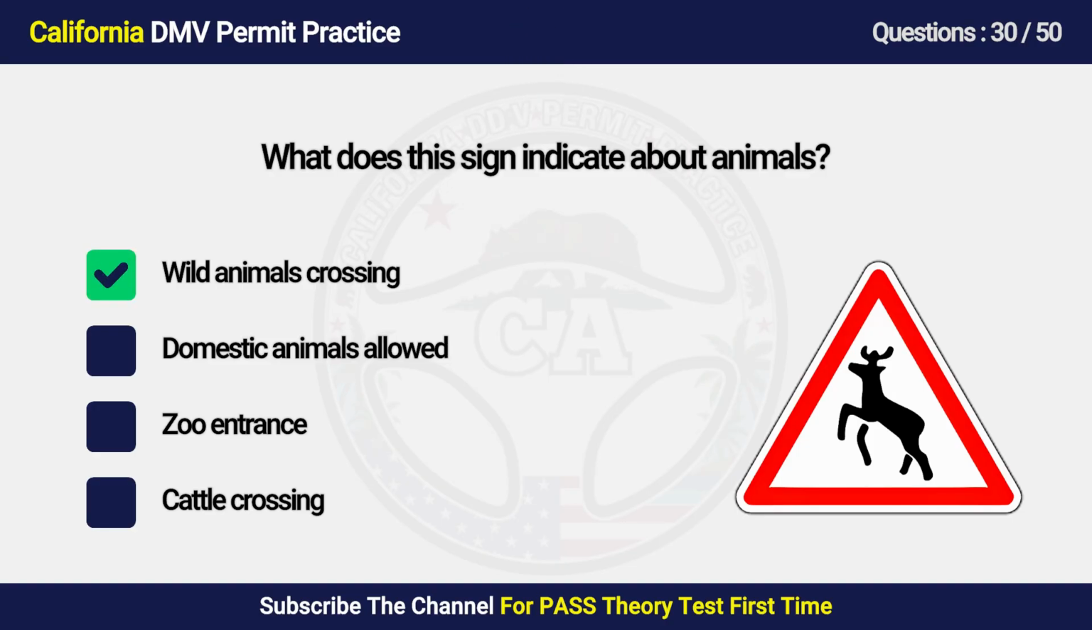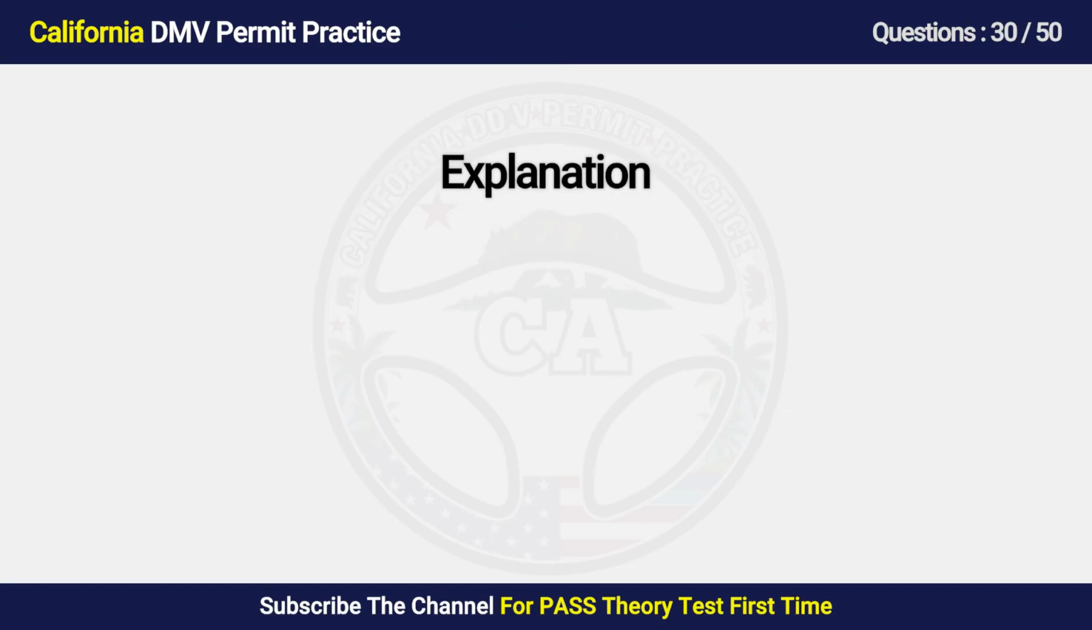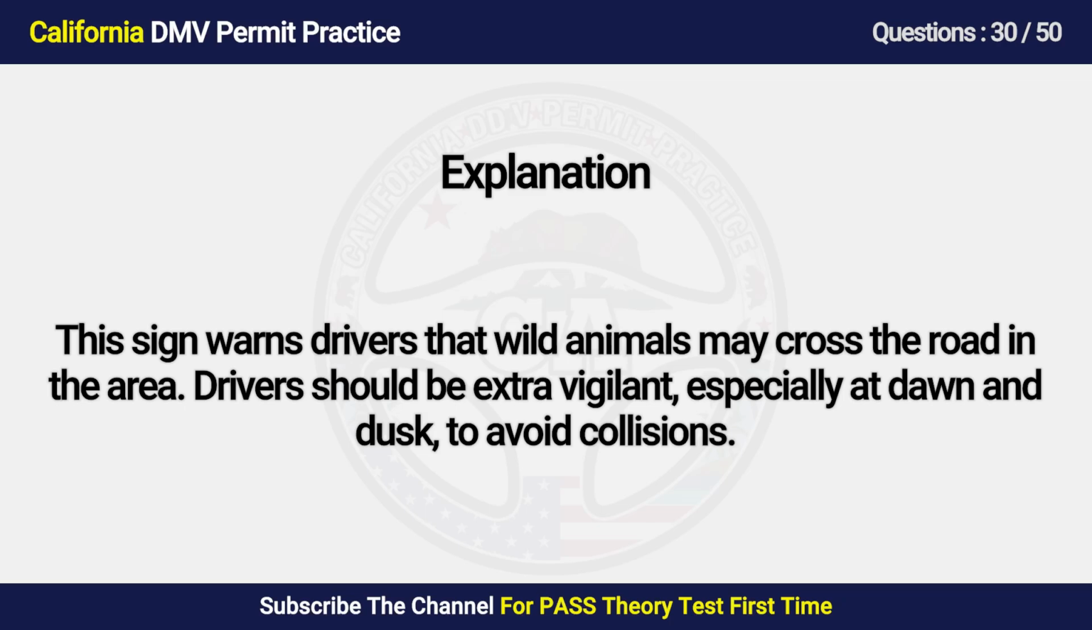Answer is A. Wild animals crossing. This sign warns drivers that wild animals may cross the road in the area. Drivers should be extra vigilant, especially at dawn and dusk, to avoid collisions.